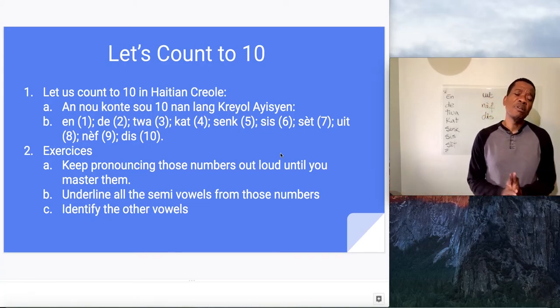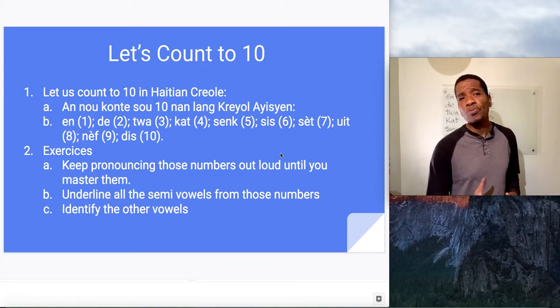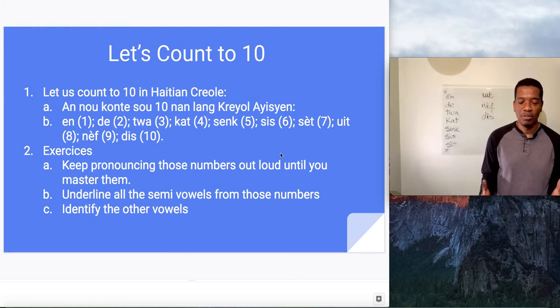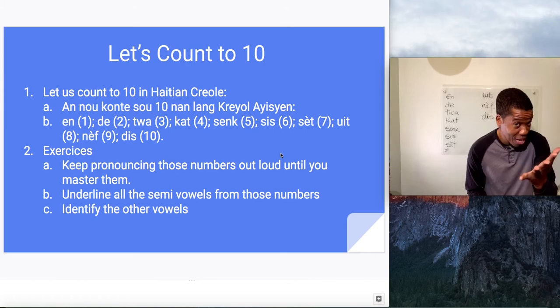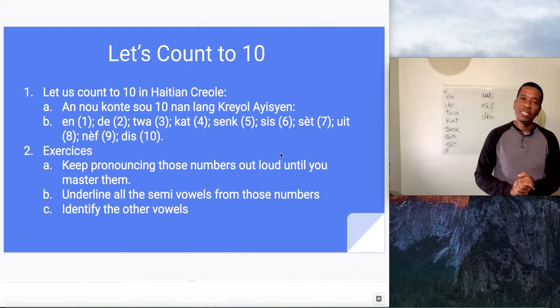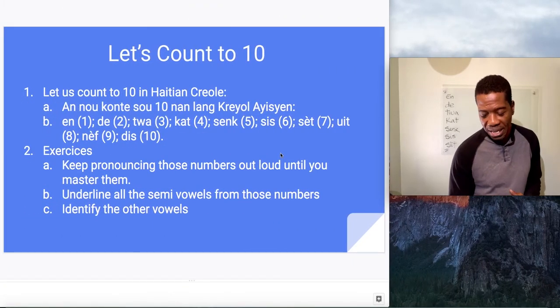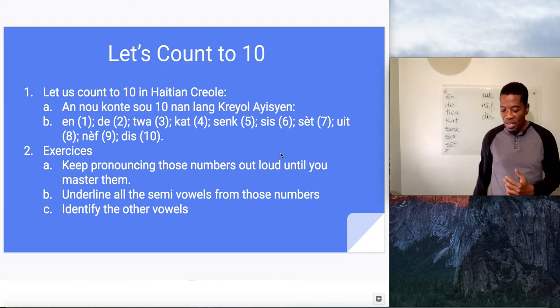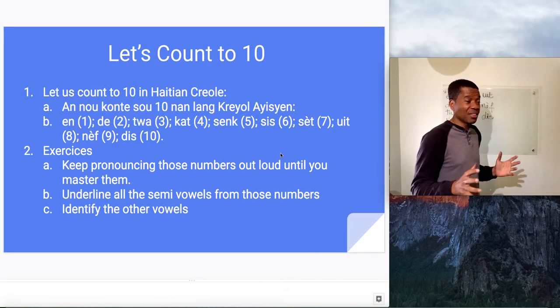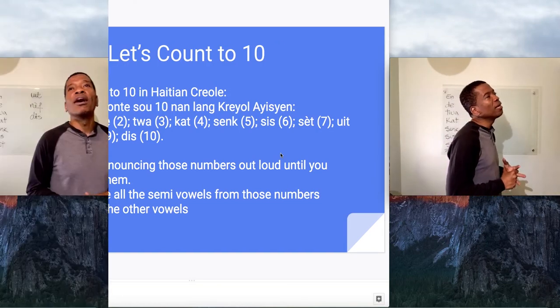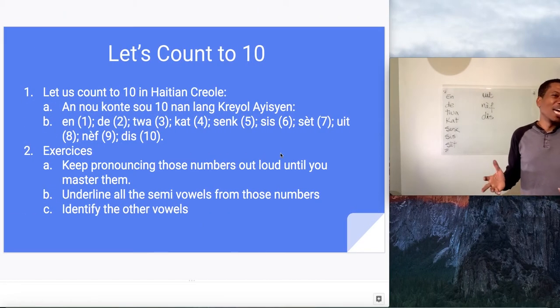Now, we are in slide 2. We're gonna count to 10 in Haitian Creole. You wanna do that? Are you ready? Then let's count. I have it written down for you, and I have it on the board behind me as well. Let's do it together.